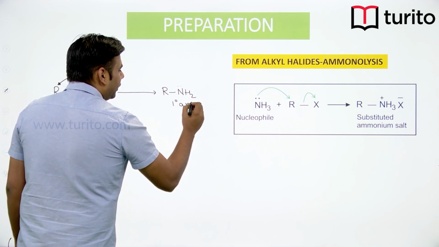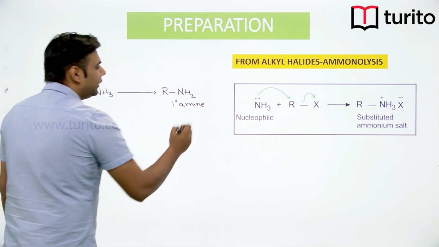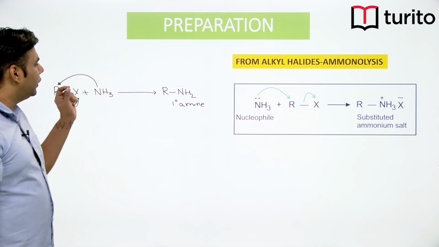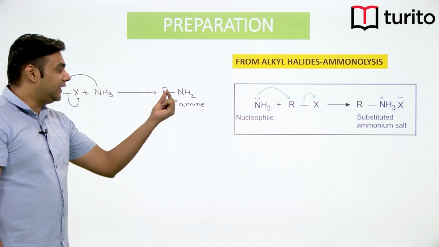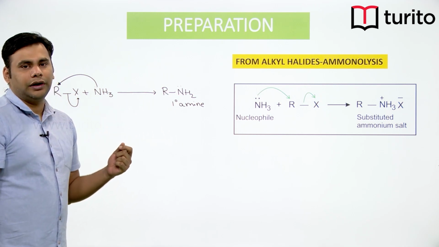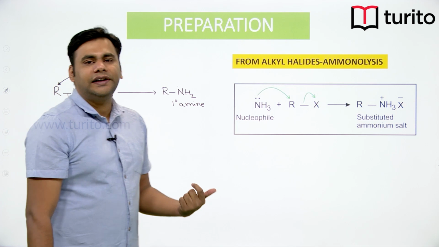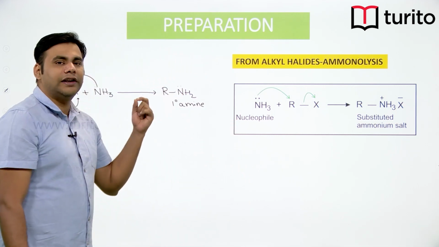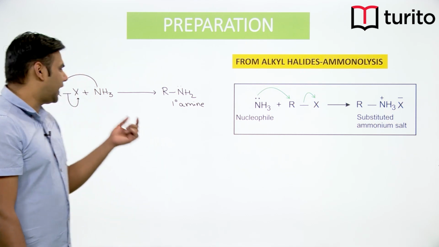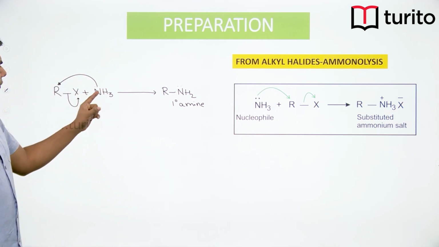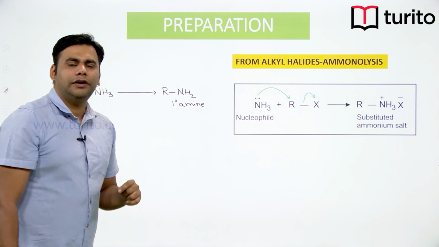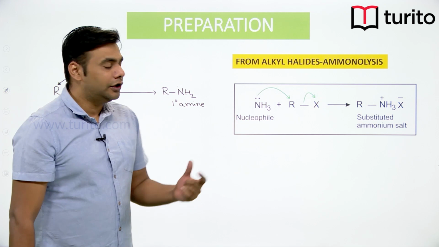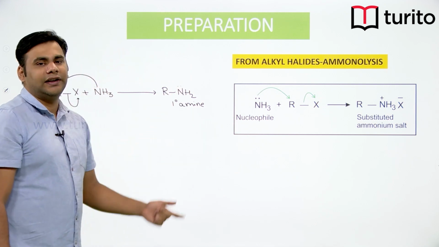Once a 1 degree amine is formed, we know that an alkyl group has a plus I effect. So it will release electrons and increase the electron density on nitrogen. Because the electron density on nitrogen has increased, its nucleophilic strength will always increase as compared to ammonia. If you look at ammonia and RNH2, because of the plus I effect of the R group, the electron density on nitrogen has increased, due to which its nucleophilic strength has increased.